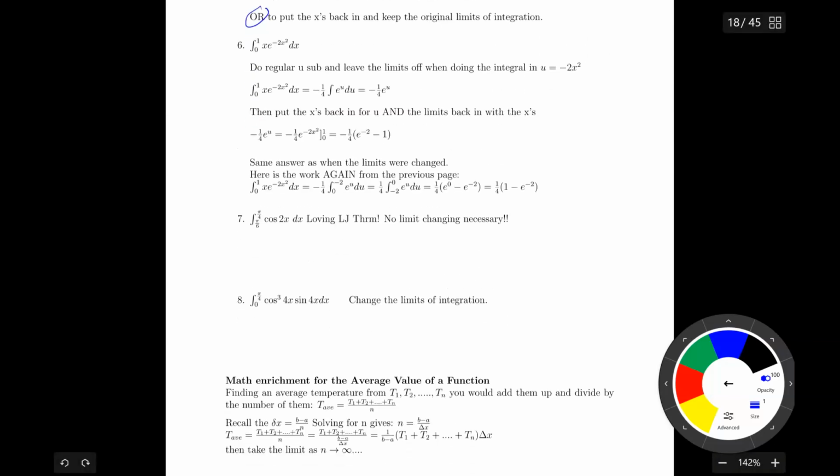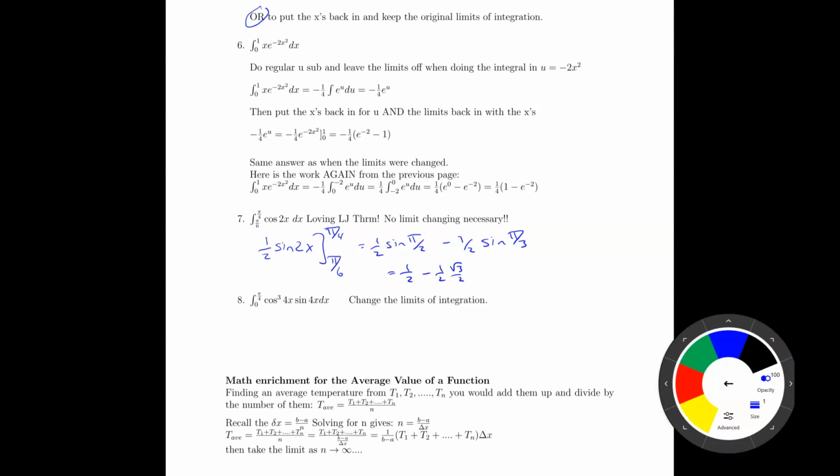All right, something like this, you don't have to do a u substitution because you recognize it, so I don't need to change the limits. You see that this is 1/2 sine of 2x between pi over 6 and pi over 4. So 1/2, and this gives me sine of pi over 2. Subtract 1/2, this will give me sine of pi over 3. So this gives me 1/2 minus 1/2 times root 3 over 2. So no changing of limits needed.